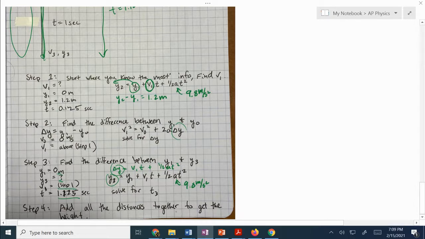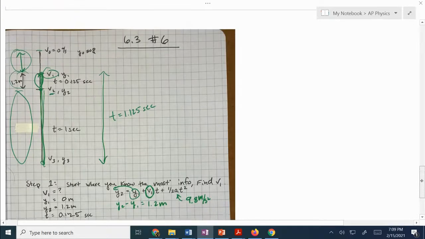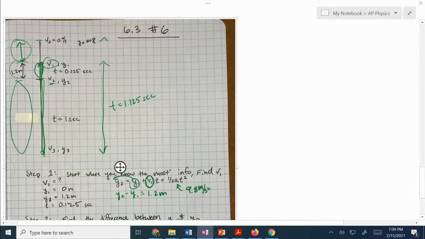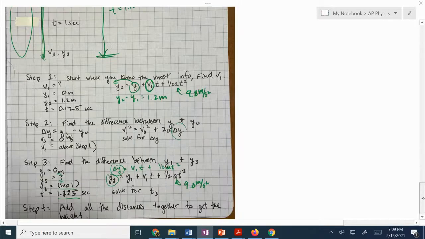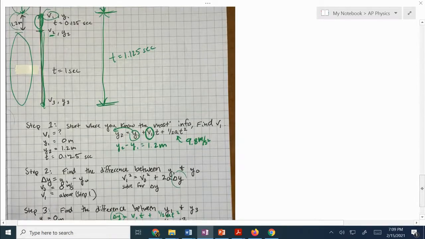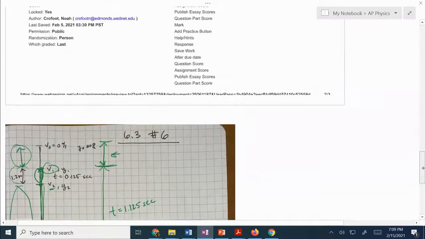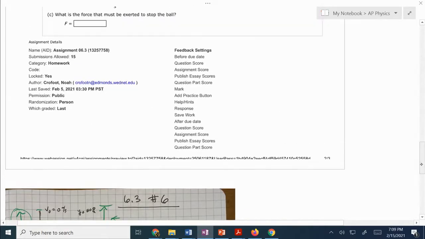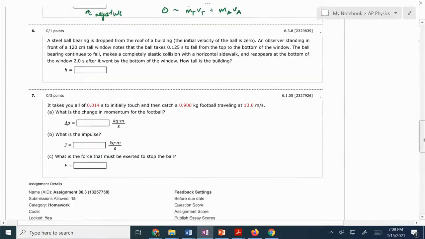And then once you do that, you can now add all the distances together. Basically, you really only have two distances if you do it this way: the top distance, and then the second distance, from the top of the window down to the ground. You're adding those two together. That'll give you the total height. So hopefully that makes sense. But it is a very difficult problem. So if you're going to skip one, that's probably a fairly good one to skip.